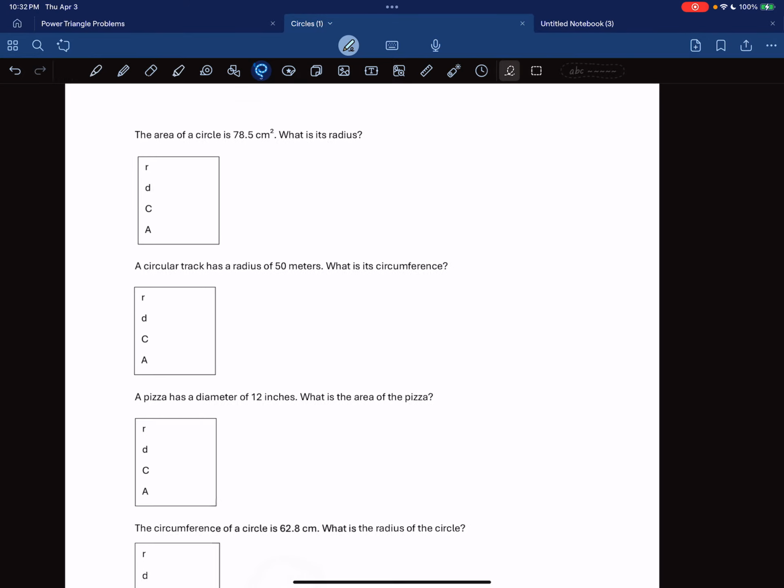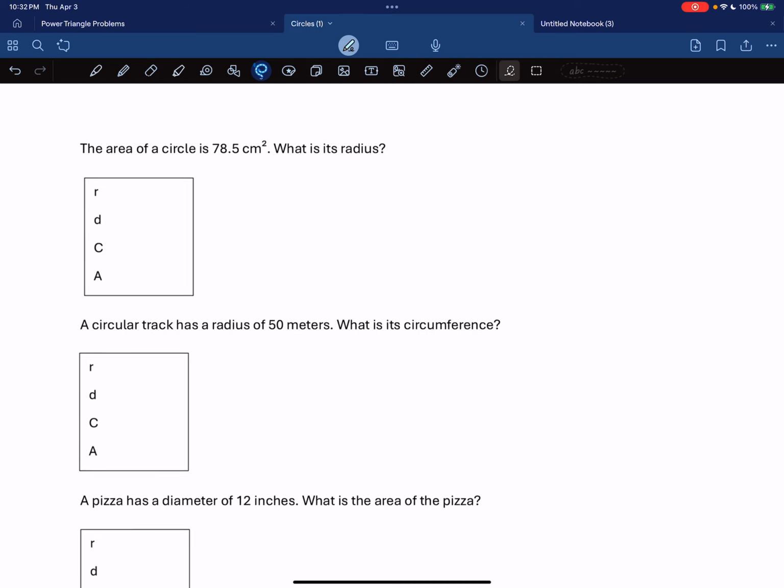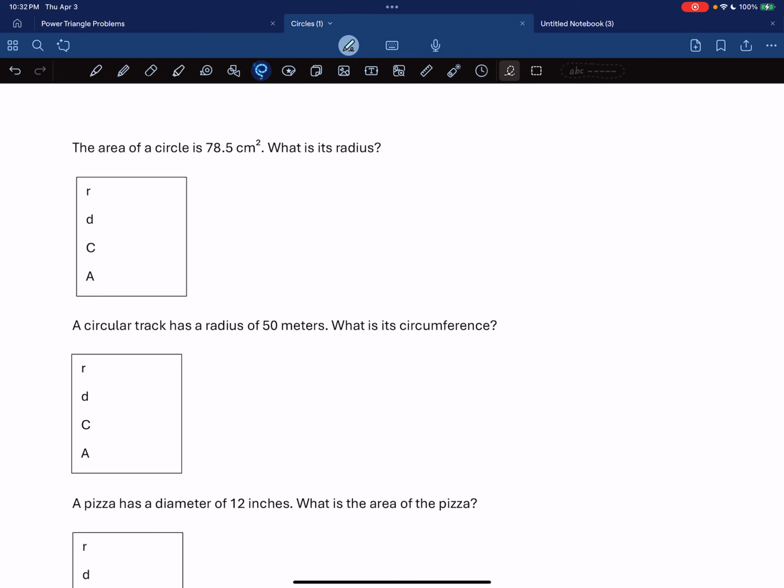If you need to draw a circle, by all means do that. If that helps you understand the problem, you can absolutely draw one. The area of a circle is 78.5 centimeters squared. What is its radius? So for this one, we are just working with radius and area.